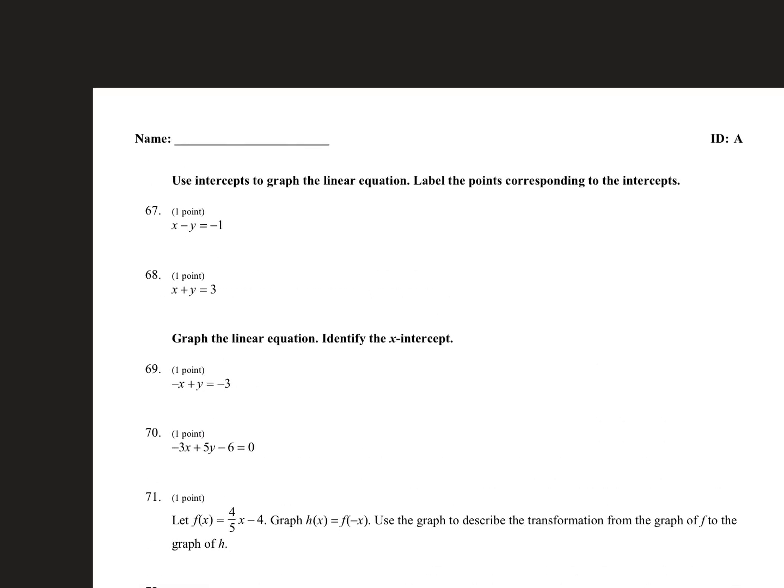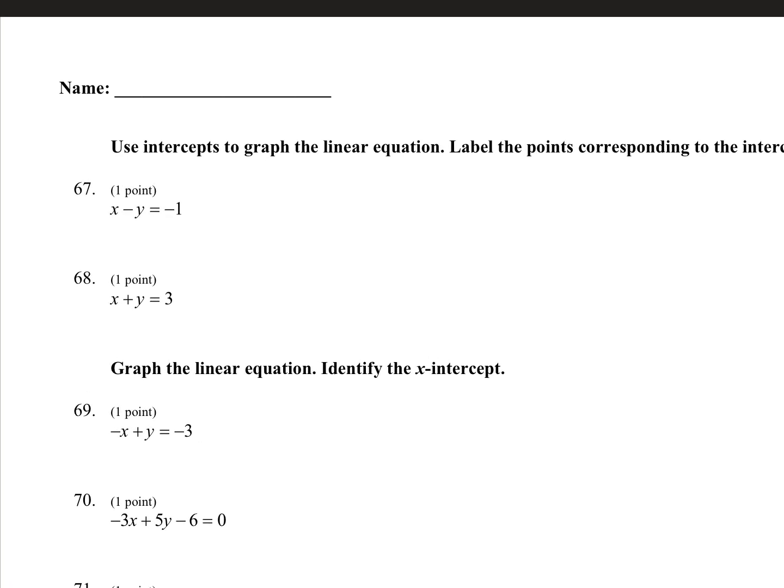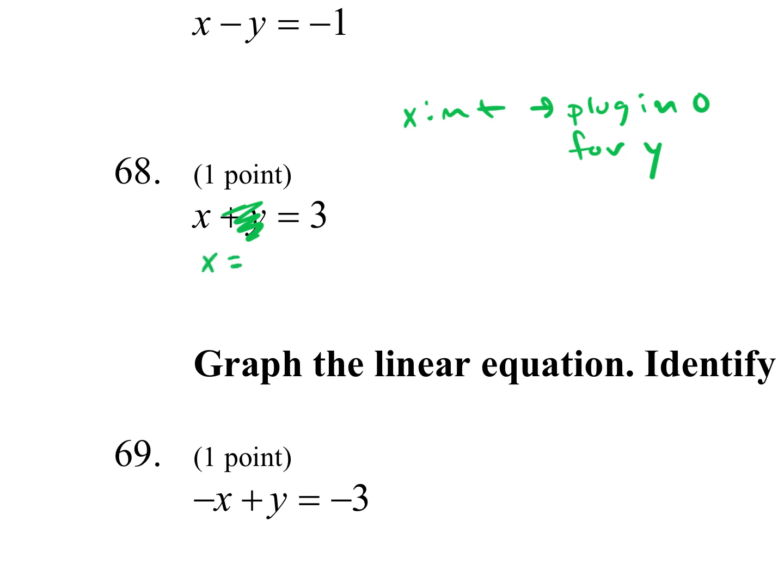All right, 67 and 68. We have to use the intercepts to graph the linear equation and label the points corresponding to the intercepts. So to find our x-intercept, we plug in 0 for y. So when I plug in 0 for y, I just get rid of the y. I'm going to do 68. So I just get rid of the y, and I have x is equal to 3. So my x-intercept would be 3, 0. I put the 3 in the x spot since x is 3.